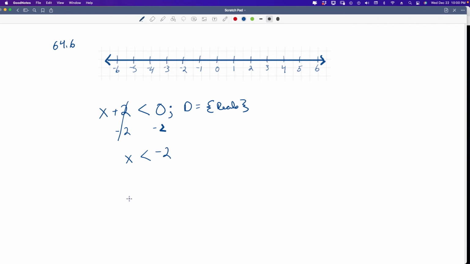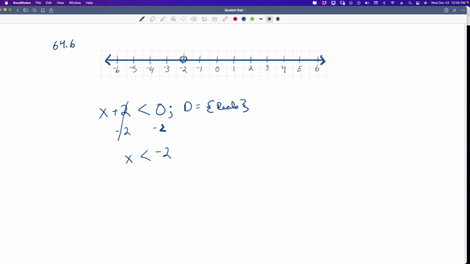Now, doesn't that make sense? Because if x was anything other than negative 2, then this wouldn't be less than 0. Right? X has got to be less than negative 2. So if this is negative 3, then negative 3 plus 2 is negative 1. Negative 1 is less than 0. Okay? That's how you solve for that. X is going to be anything less than negative 2.